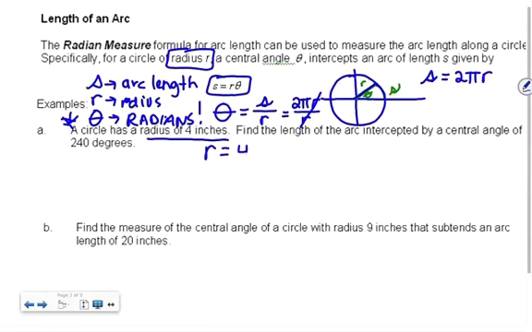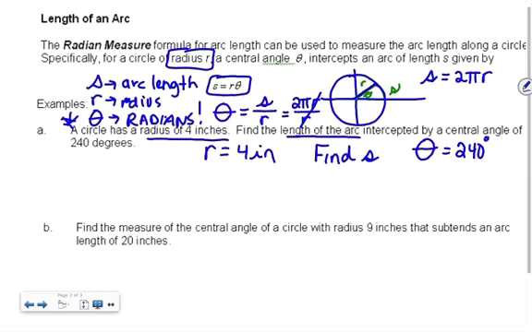R. Good. R is 4 inches. Find the length of the arc. What are they asking us to find? What letter? Well, you only have 2 choices left. S or theta? S, because theta is always a what? Angle, so it couldn't be an arc length. So S is the arc length, intercepted by a central angle, angle's theta, of 240 degrees.